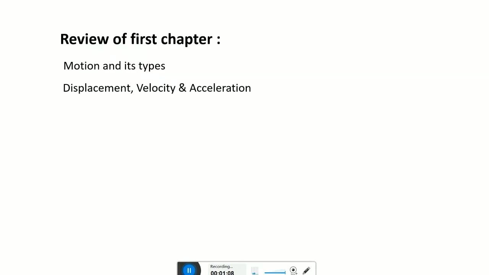Displacement, velocity and acceleration. These three are interrelated with each other. Displacement is the change in object position. Velocity is the rate of change of displacement and acceleration is the rate of change of velocity. Equations of motion.